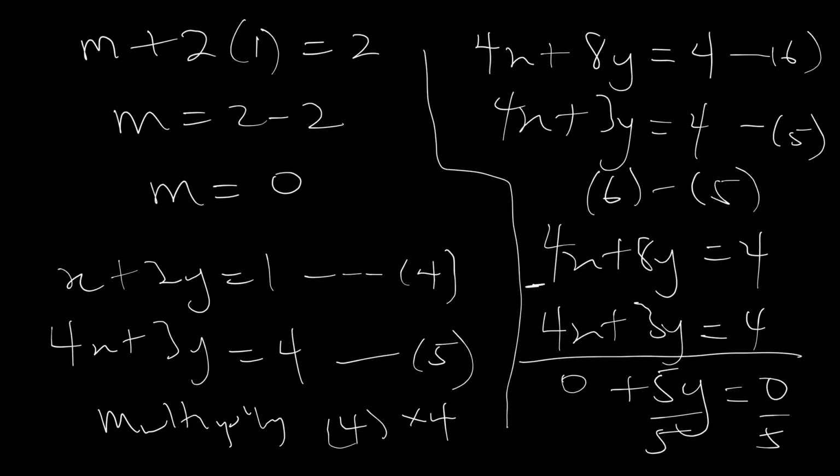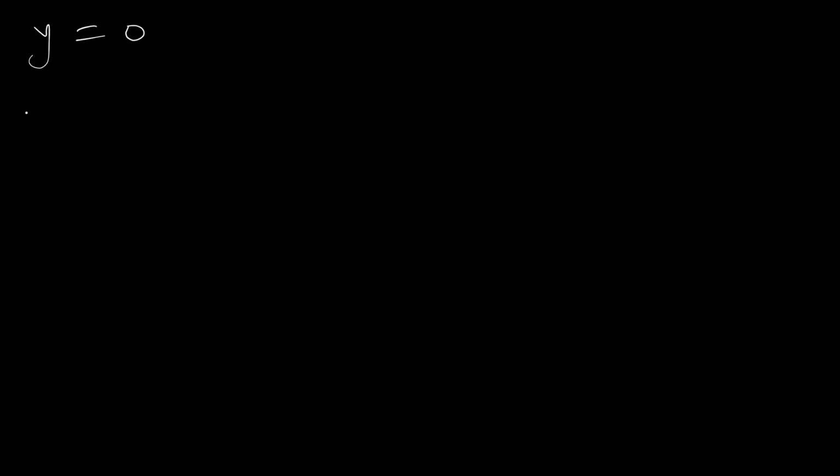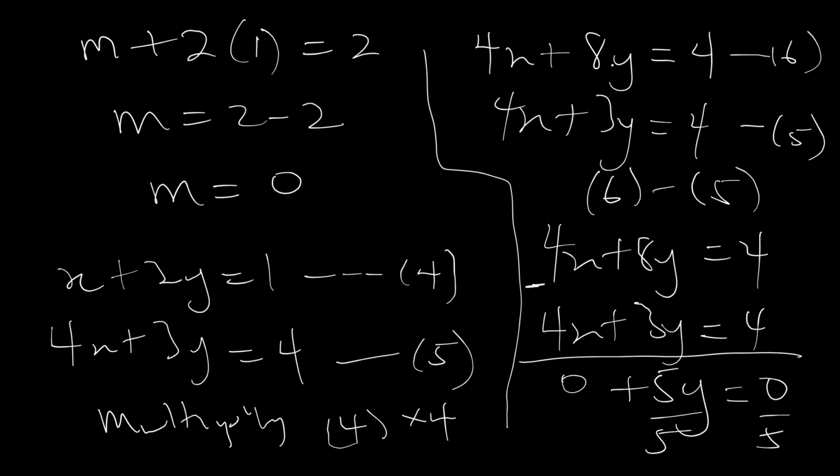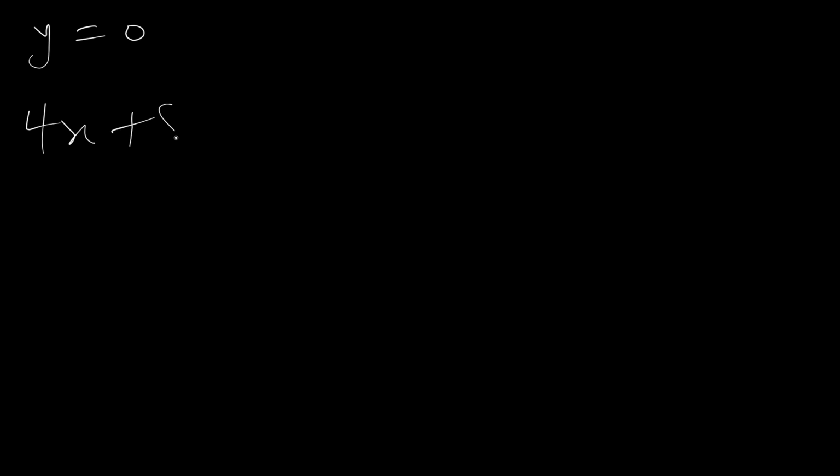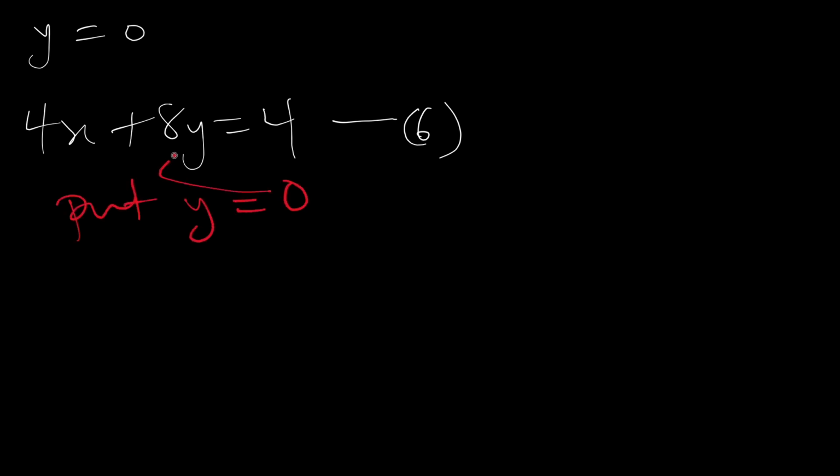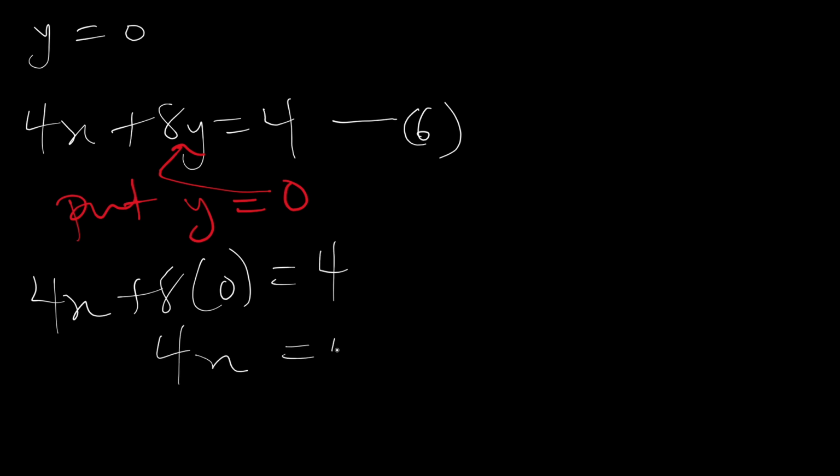Now we put y is equal to 0 into equation 5. So we have 4x plus 8y is equal to 4. And this is equation 5. So we put y is equal to 0 into equation 5. And this gives us 4x plus 8 multiplying 0 is equal to 4. So we have 4x is equal to 4. To find the value of x, we divide both sides by 4. So this by 4, this by 4. Our x will be equal to 1.